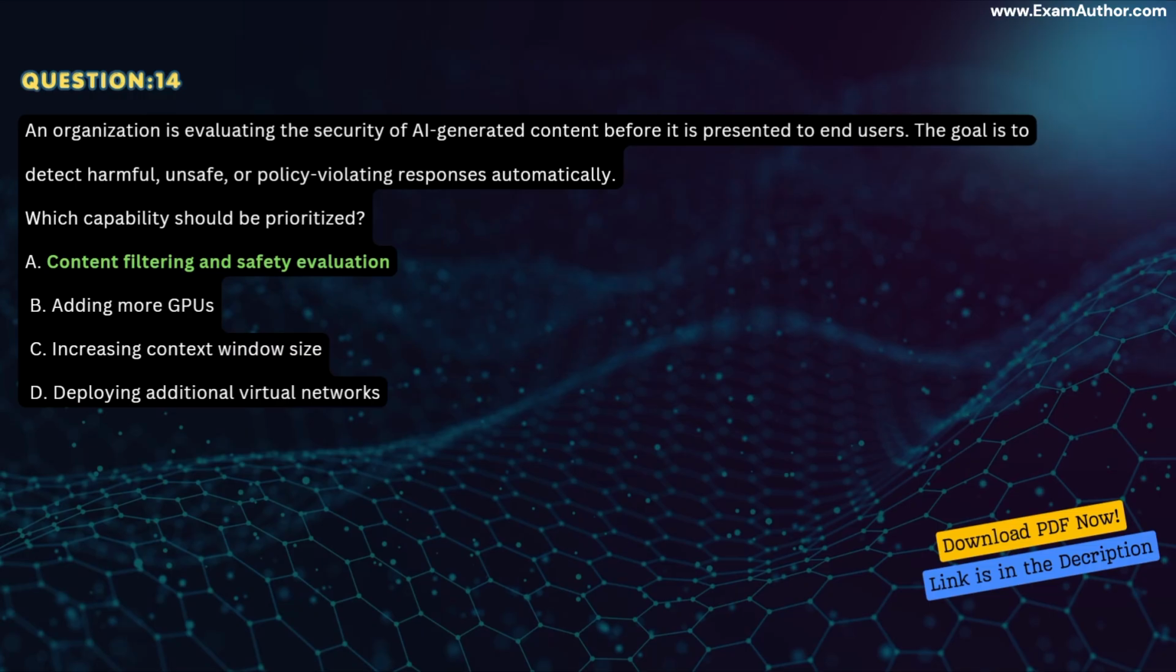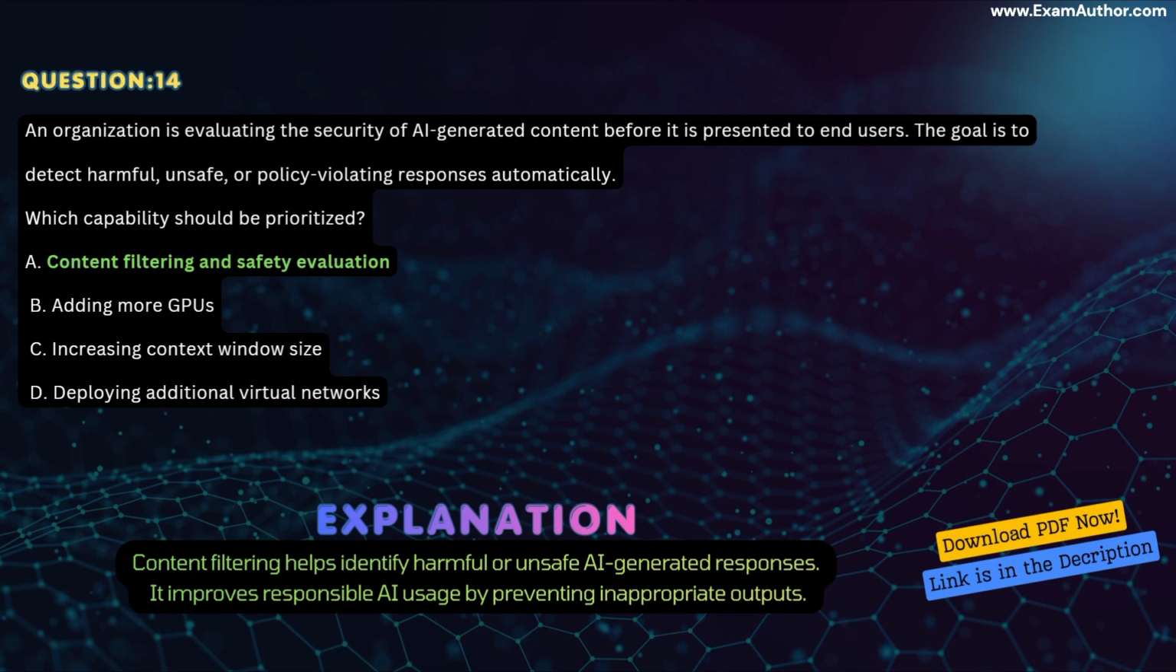Correct answer, A. Content filtering and safety evaluation. Explanation. Content filtering helps identify harmful or unsafe AI-generated responses. It improves responsible AI usage by preventing inappropriate outputs.